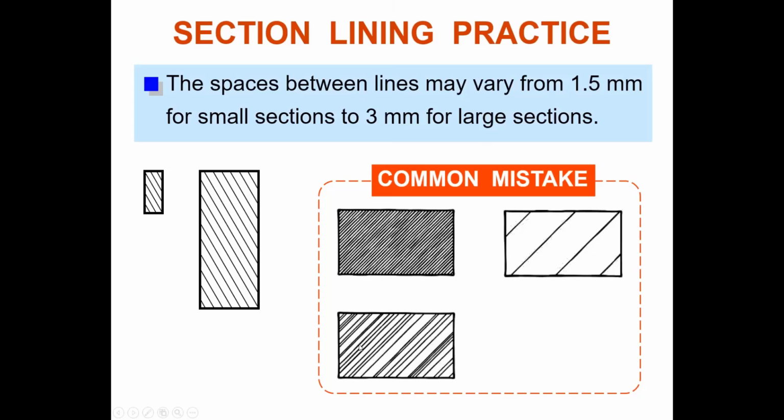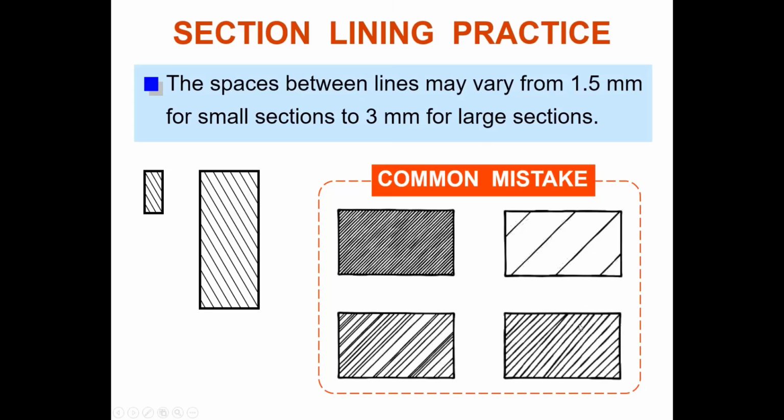This one, the spacing is uneven. Must be even. And this one? The fourth one? What is the mistake? Not straight. Yes, not parallel. Can you see? One of the lines is crooked, right? Must be parallel, okay? Must be even, must be parallel, okay?